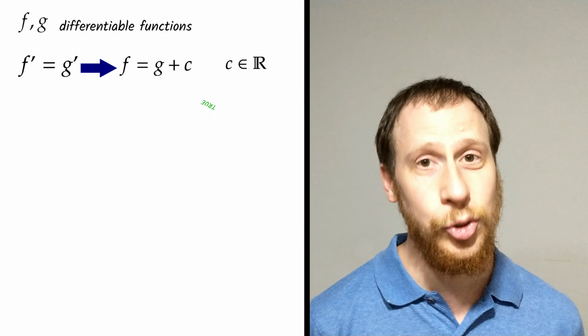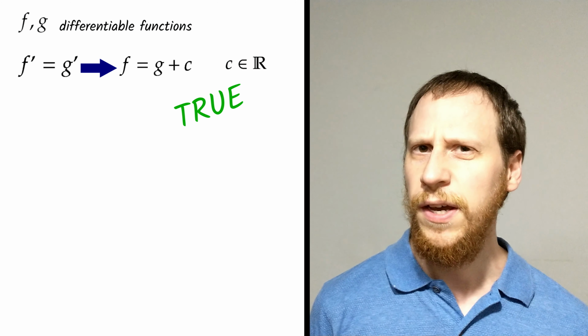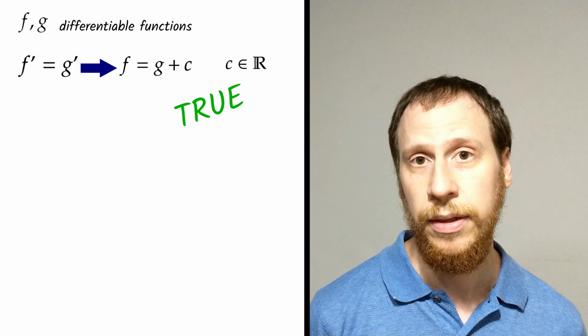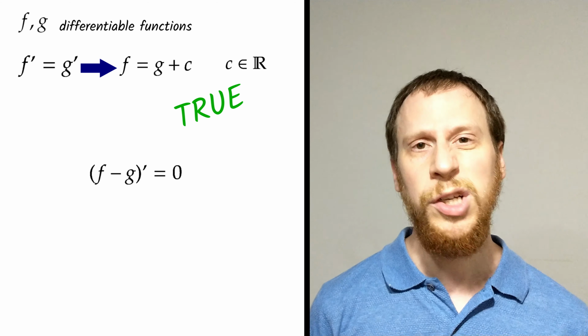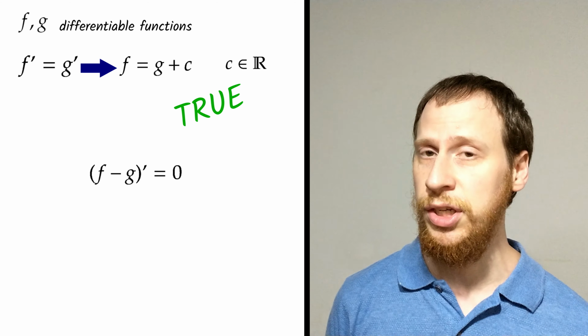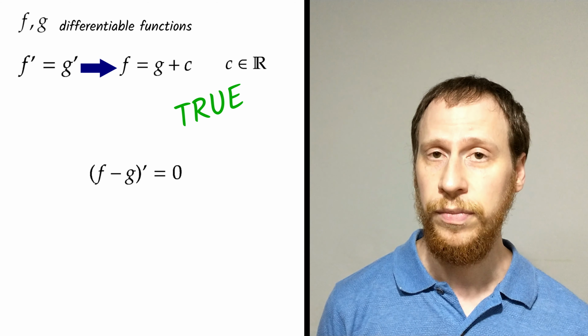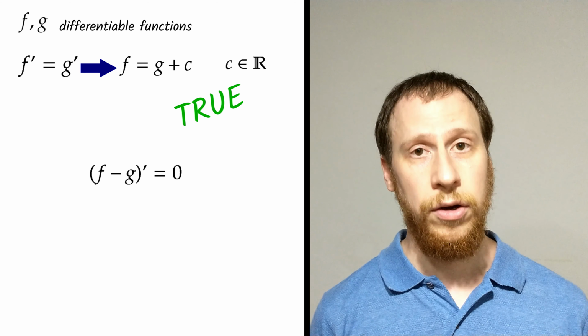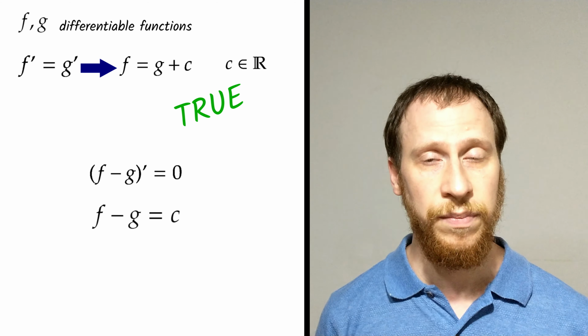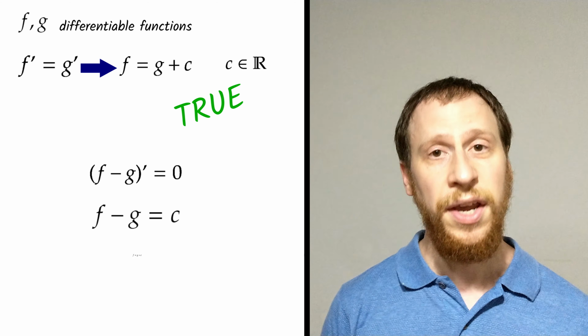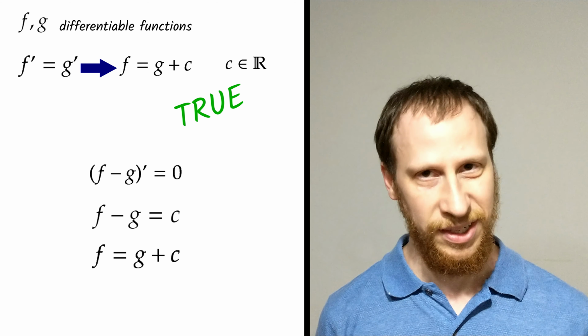This statement is true because if f prime equals g prime, then (f minus g) prime equals 0, which means that the function f minus g is a constant function. So, there is a constant c such that f minus g equals c, which is the same as f equals g plus c. So that's all for today.